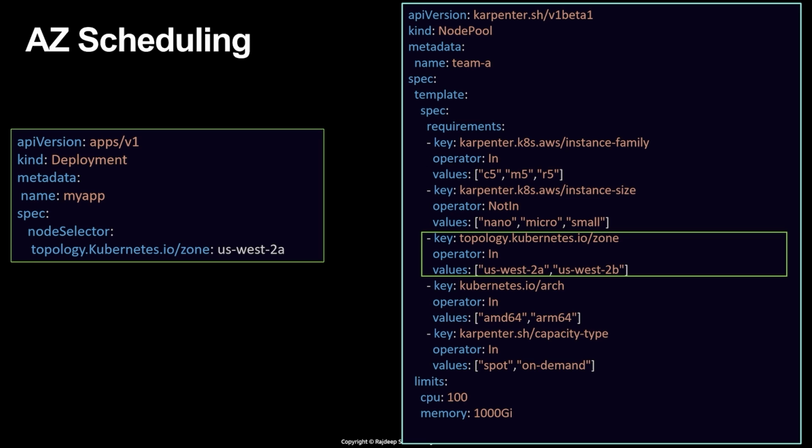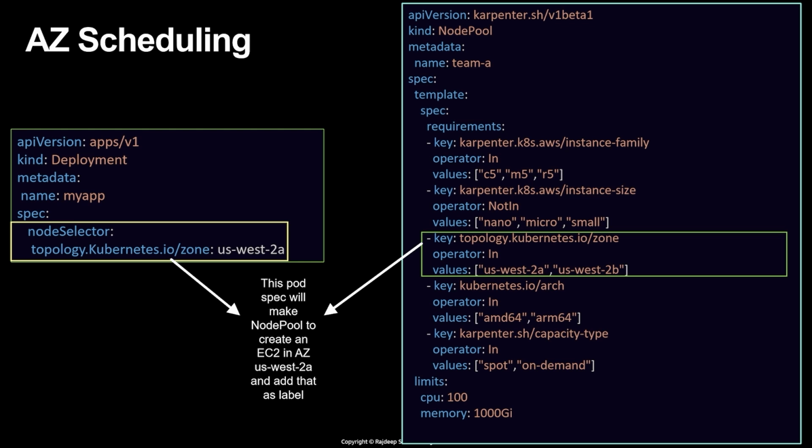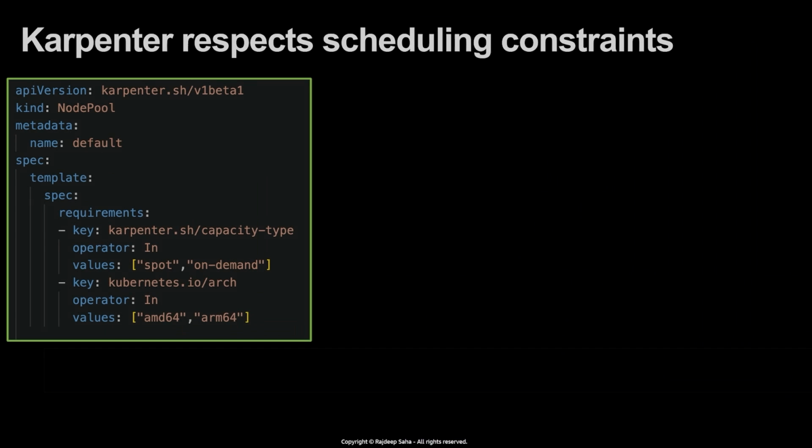So the pod scheduling constraints must fall within the NodePool scheduling constraints. If the pod scheduling constraint has US West 2A, but let's say the NodePool just has US West 2B, then this pod cannot be scheduled, because this NodePool can only provision nodes on the availability zone that is specified in the NodePool, if you choose to specify it. If you don't specify an availability zone, then it will of course schedule it in US West 2A. Okay, let's take another example.